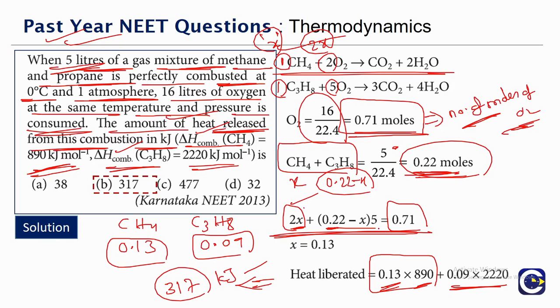For 1 mole of methane it is 890 kilojoules, and for 1 mole of propane it is 2220. Now we have the number of moles of methane as 0.13, so the heat released from 0.13 moles of methane combustion is 0.13 into 890. Similarly, for propane the heat released is 0.09 into 2220. Simplifying, it comes to 317 kilojoules. Okay?